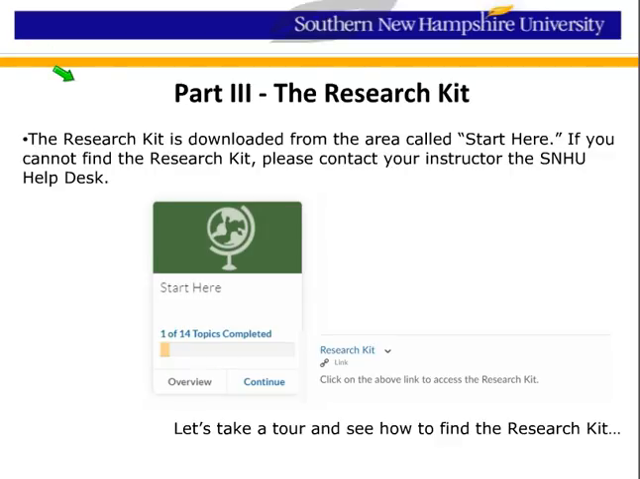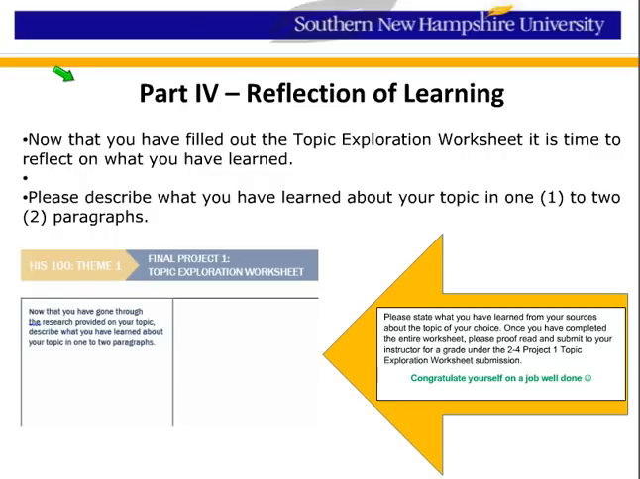Now that you have filled out the Topic Exploration Worksheet, it's time to reflect on what you have learned. So in this 4th part, what you're going to do is describe what you've learned about your topic in 1 to 2 paragraphs. When you're writing those paragraphs, make certain that you also include in-text citations to indicate which sources are informing your new knowledge.